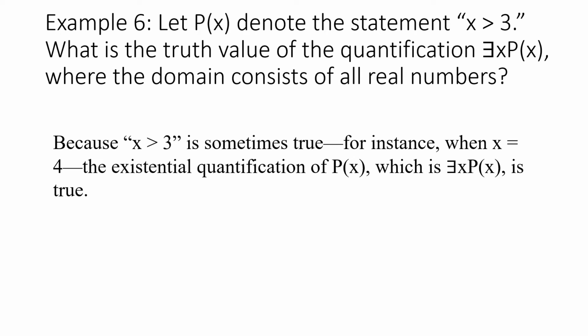Okay, so observe that the statement "there exists x such that p of x is false" if and only if there is no element x in the domain for which p of x is true. That is, there exists x such that p of x is false if and only if p of x is false for every element of the domain.